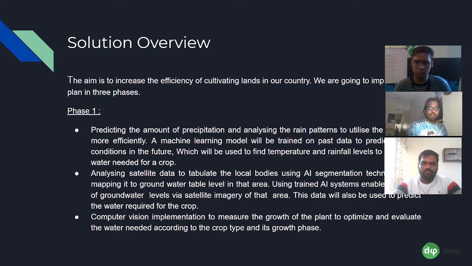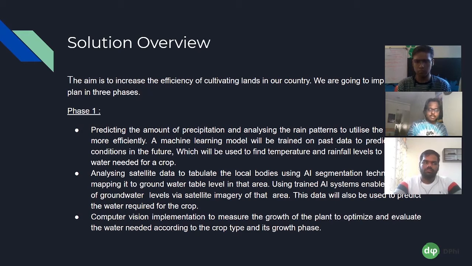So this is for phase one. For this, we'll be analyzing satellite data, and also we will be looking at radar reflectivity data of certain regions, and we will be making weather nowcasting models combined with traditional weather models, and a couple of other LSTM and transformer network based models. And an ensemble of these models will be used to predict the exact amount of rainfall a certain region might experience.